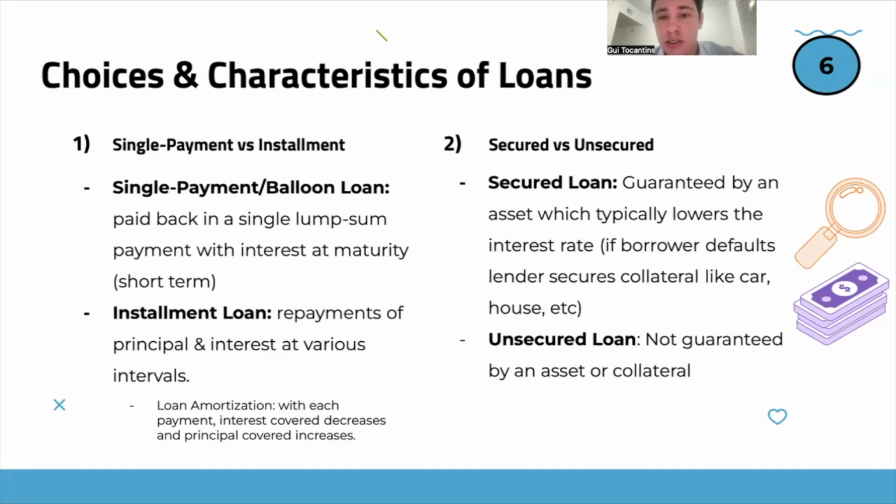Secured versus unsecured. So you have a secured loan that is guaranteed by an asset, which typically lowers the interest rate because that makes it safer for the person lending the money. So, for example, if the borrower defaults, the lender secures collateral like a car or house. And you also have the unsecured loan, which is not guaranteed by an asset or collateral, which makes it riskier and therefore the interest can be higher.